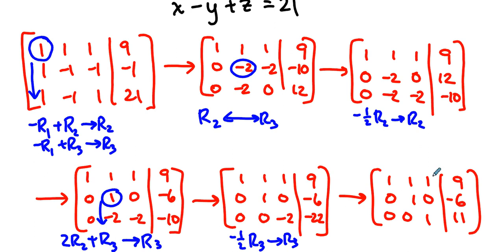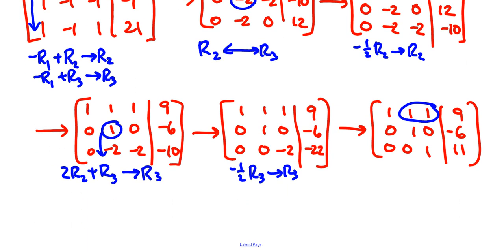Time to get zeros here. We've got the 0 here. It's time to get zeros here. How will we do that? Well, we'll take the opposite of row 2 and add it to row 1. We'll have to do this in 2 steps, won't we? Let's take the opposite of row 3 and add it to row 1.